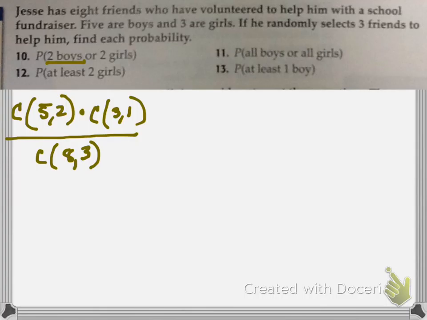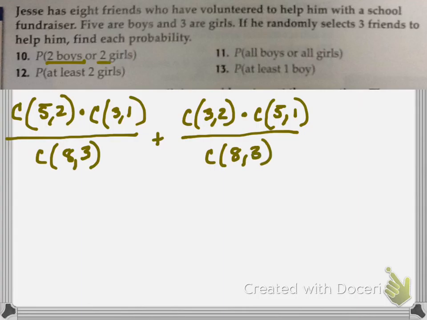Now what we're going to do is add to that the probability of 2 girls. Can you write down the combinations needed for a 2-girl group? Here's my combination setup for 2 girls. See if you agree. Looks something like that. It doesn't matter if you had the 5-1 first and the 3-2 second. It'll all come out in the wash.